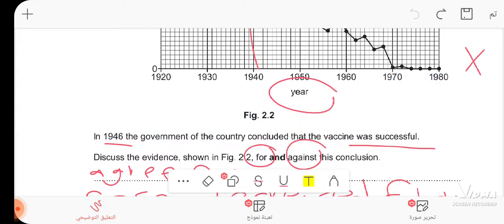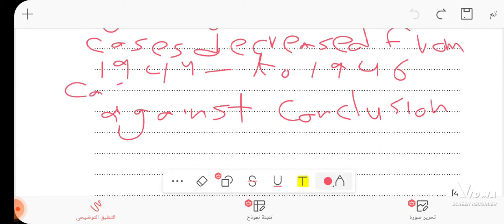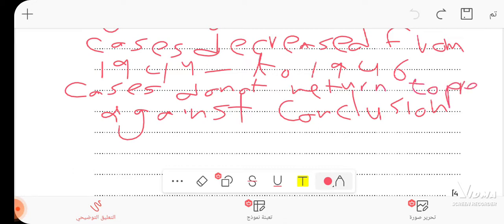After introducing the vaccine, we can also say the cases continue to decrease, a general decrease from 1944. The cases do not return to the pre-vaccine level. We can say that cases do not return to the pre-vaccine rate, okay?